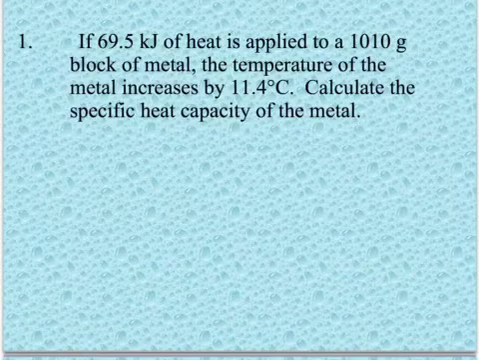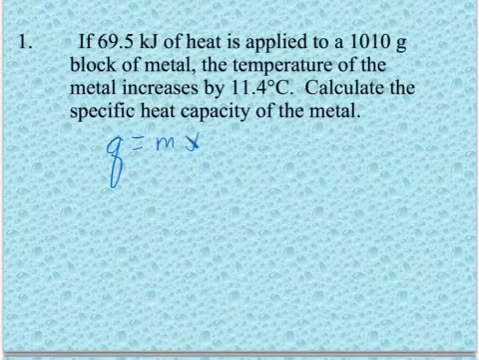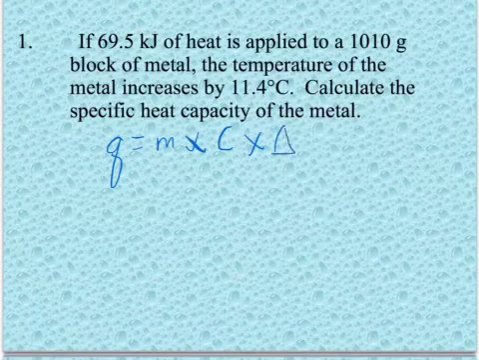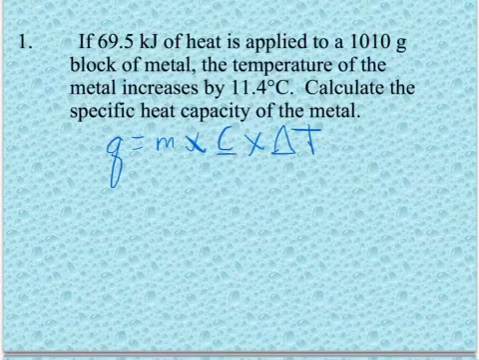We're going to do 3 problems today. This is one of the first problems. 69.5 kilojoules of heat is applied to a 110 gram block of metal. The temperature of the metal increases by 11.4. Calculate the specific heat of the metal. So for this, we use the formula Q equals M times C times delta T. We want to change kilojoules to joules because the specific heat of metal is usually reported in joules.